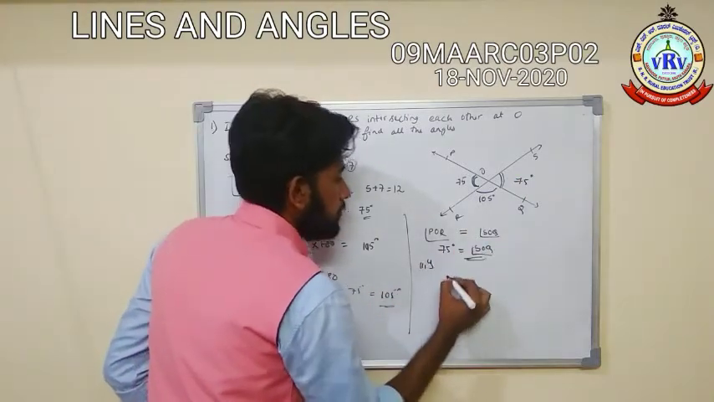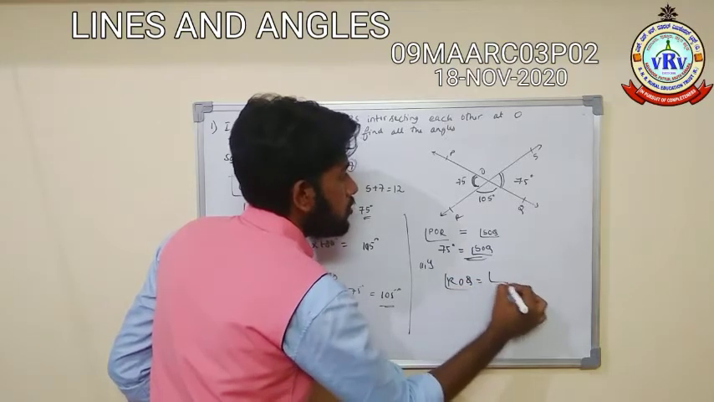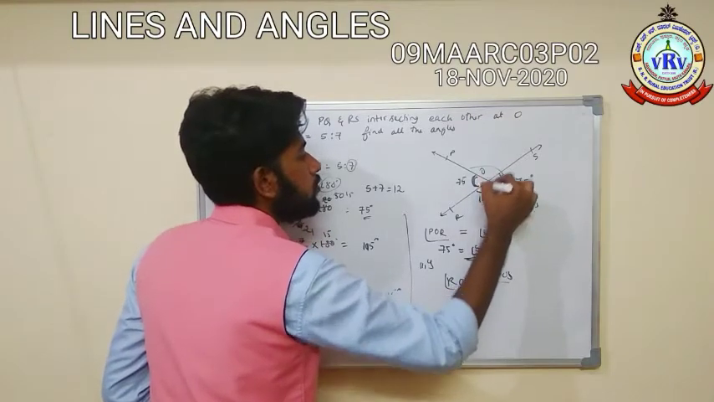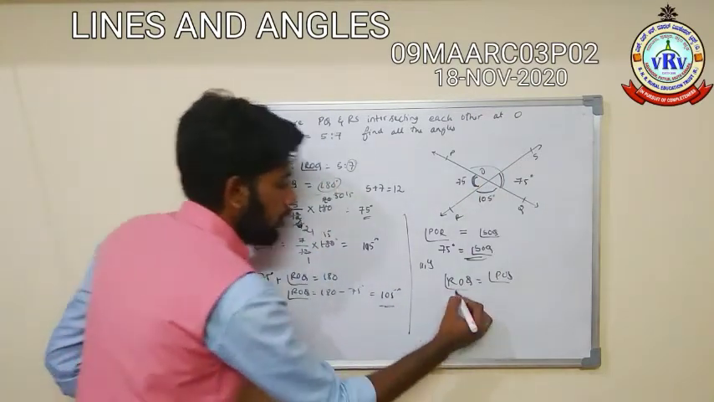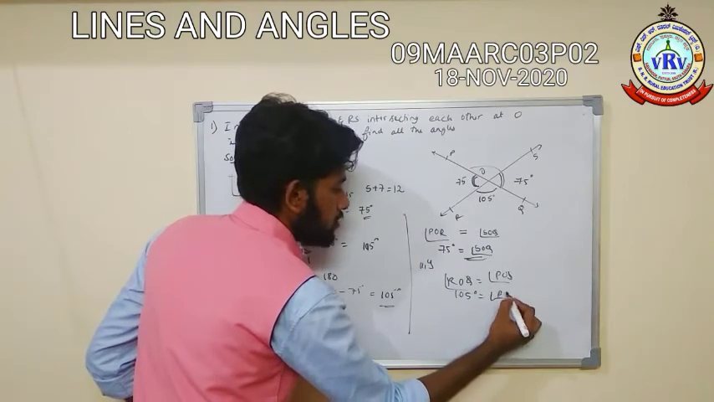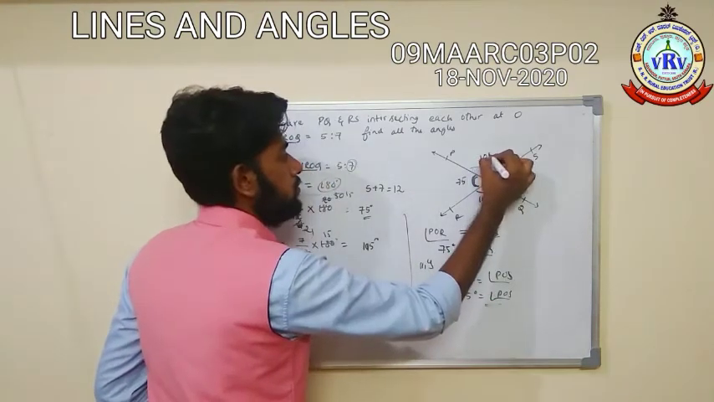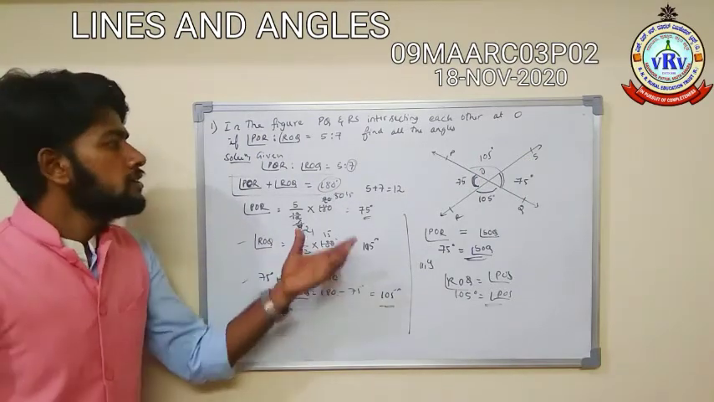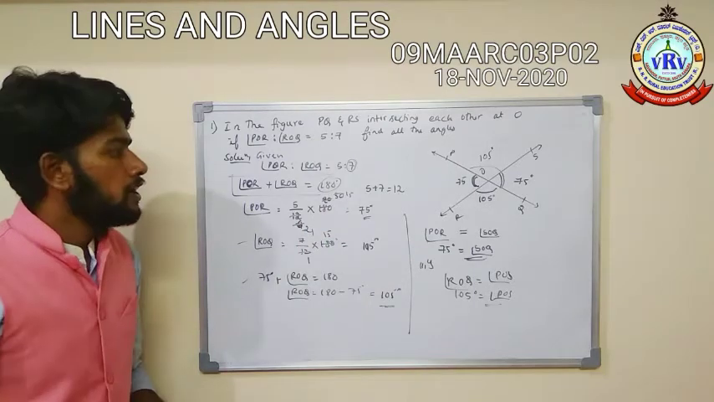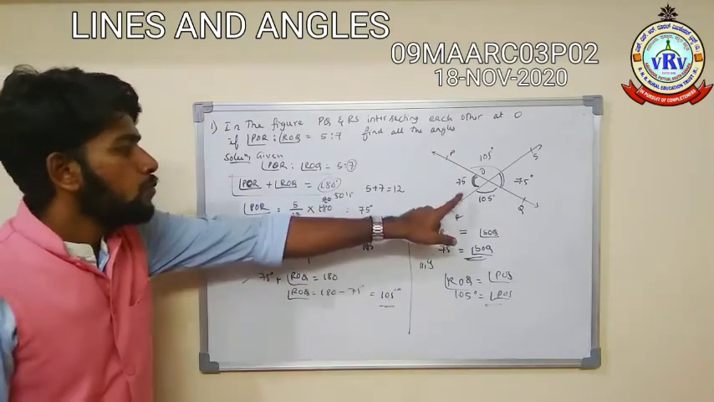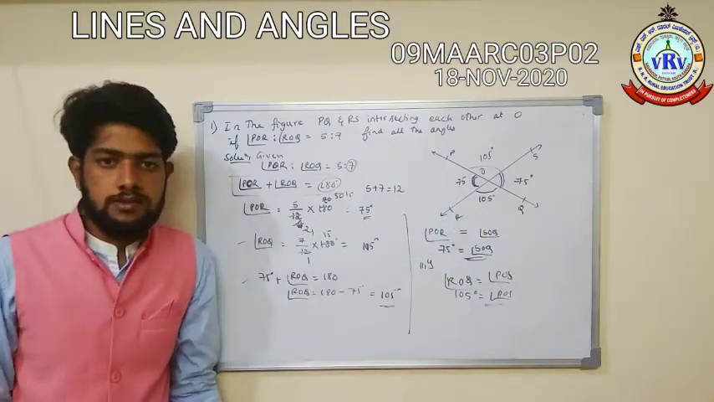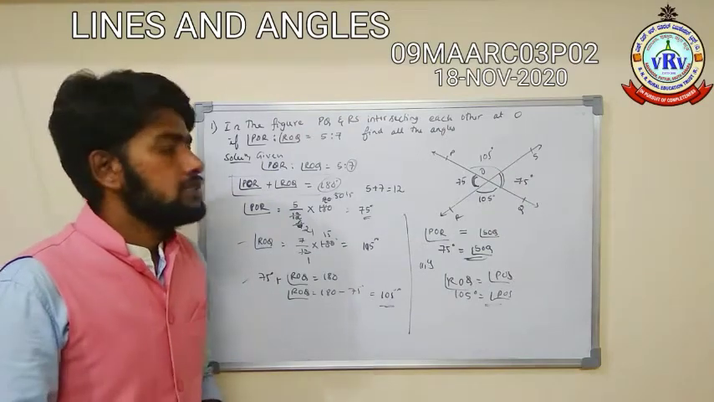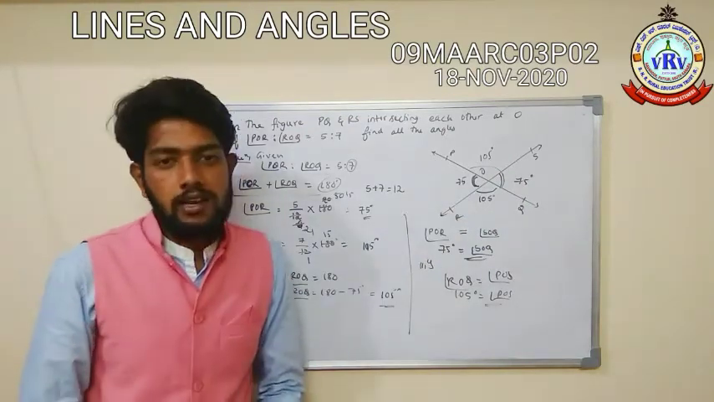Similarly, ROQ is equal to POS. These two are vertically opposite angles. ROQ we already got, it is equal to 105, so POS is also equal to 105 degrees. This is the use of theorem number 3.1. If you know the ratio, or if you know one angle of these intersecting lines, we can find all the other angles related to these two intersecting lines.